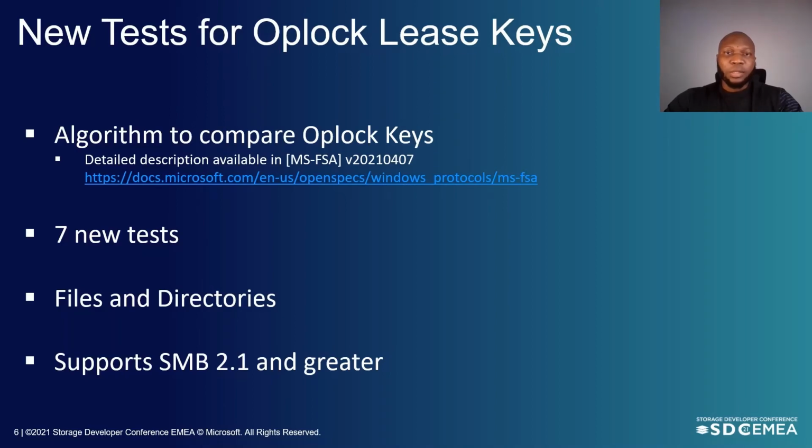A set of new test cases that are available in the current 4.21.5.0 release are the tests for Oplock Lease keys. For more information on the Oplock key algorithms, check out the Microsoft OpenSpecs documentation available at the shared link. There are 7 new test cases for this scenario that span tests for both files and directories. Also worth noting is that this is supported on SMB 2.1 and greater.